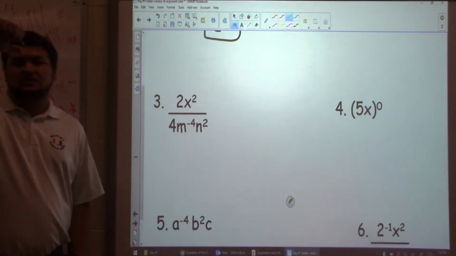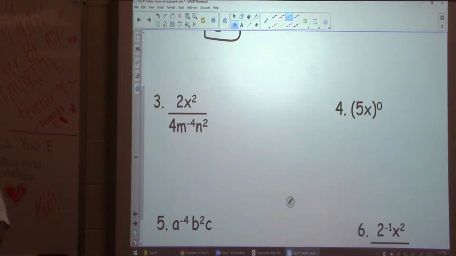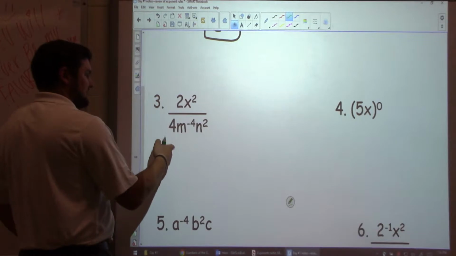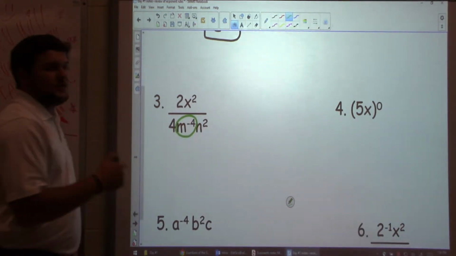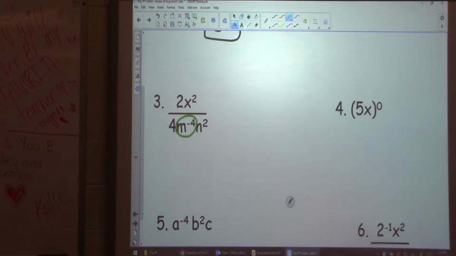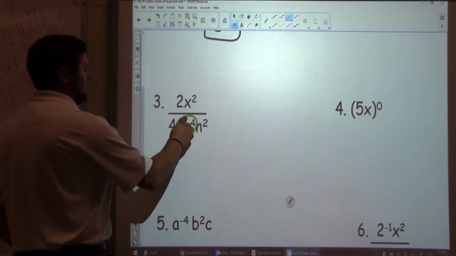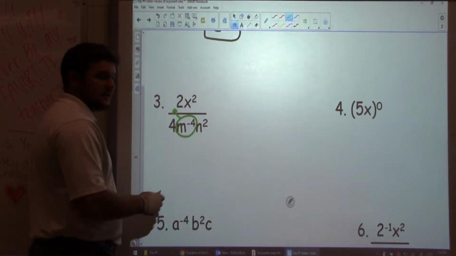Number 3. Ooh, I got this. First of all, there are multiple things wrong with this. But what's one thing wrong with it? Negative exponent. It has a negative exponent, so let's fix that right away. Only things with a negative exponent are getting moved. M is to the negative 4th power, so it's the only thing we're moving here. It is being moved to the numerator to become a positive exponent.